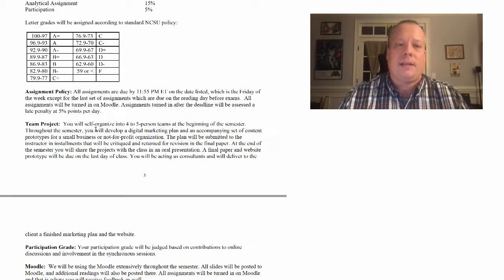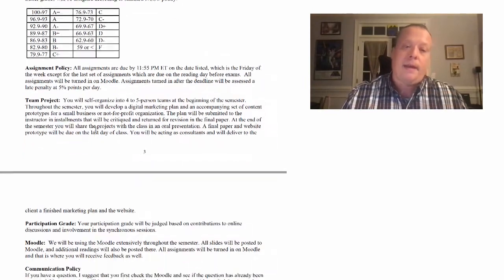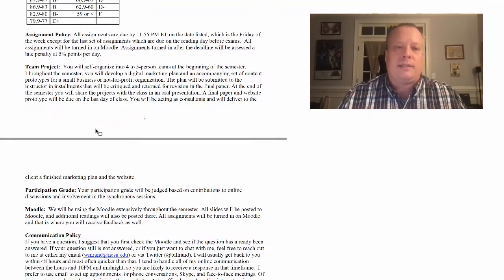In terms of the assignment policy, all assignments are due by midnight on the date listed, which is the Friday of the week, except for that last set of assignments. The final group assignments, everything, are due on the reading day before exams, right? But everything else will be due on the Friday of the week they're due on. Assignments turned in after the deadline may be assessed a penalty of up to 5% points per day, so just something to keep in mind. Just a little more detail on the team project.